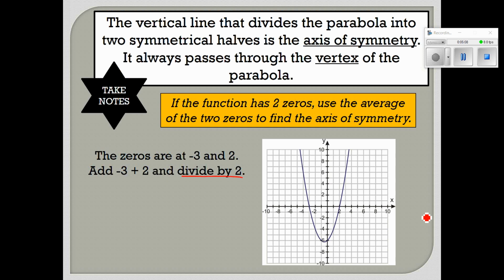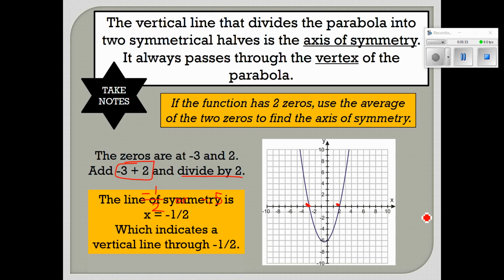So if you look at where the zeros are, you will notice right here there is a 0 at -3 and there is a 0 at 2. So it crosses the x-axis at -3 and 2. So we're going to add -3 and 2 together. That is -1 and divide by 2. So basically you come up with a fraction, or if you wanted to convert that to a decimal, it'd be -5/10. So our axis of symmetry is -1/2, halfway between 0 and -1.